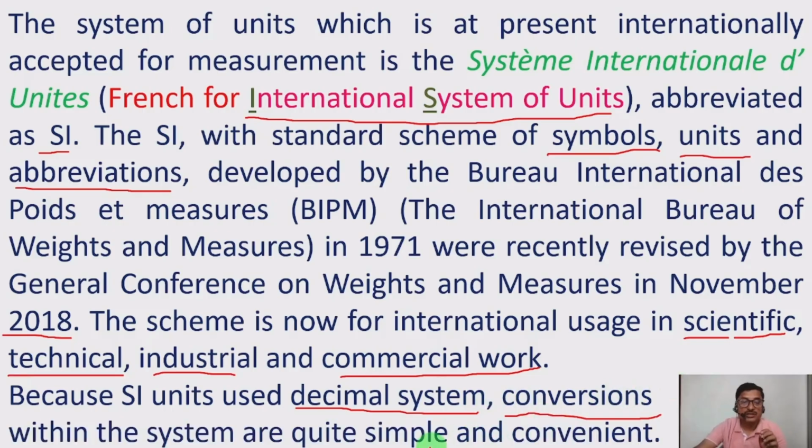Within the system, it is quite simple and convenient. Because of this decimal system and conversion, it is quite simple and convenient to use. Presently, this SI system, the international system of units, is used for measurement.